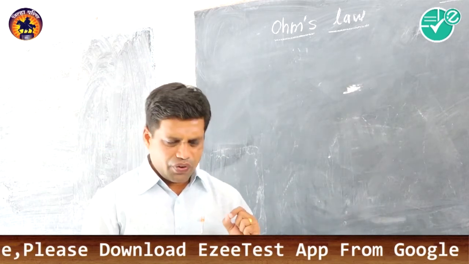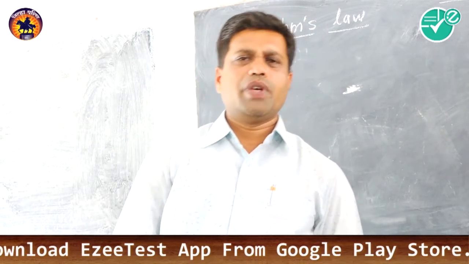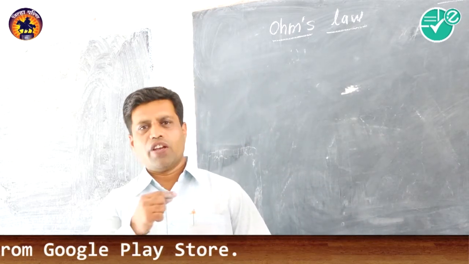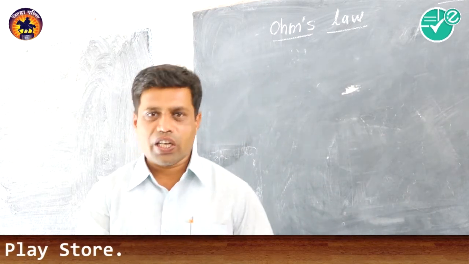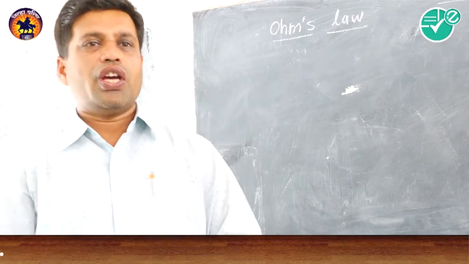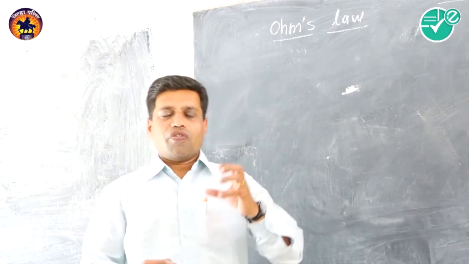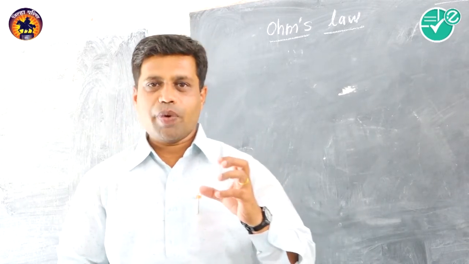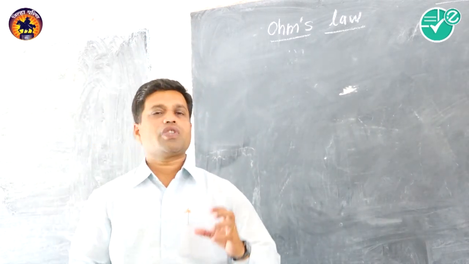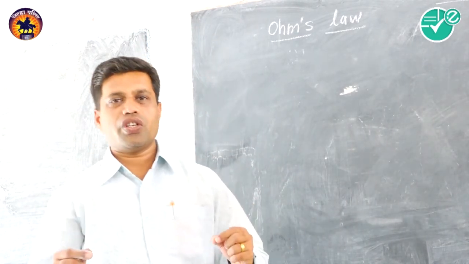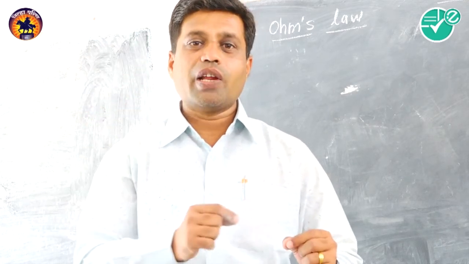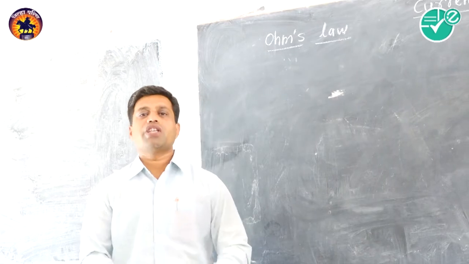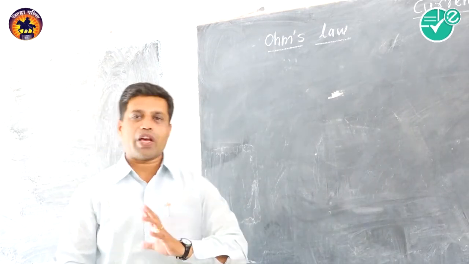If the physical state of the conductor, meaning length, area of cross section, material, and temperature, remains constant, I will once again repeat, area of cross section, length, temperature, and material remain constant, then the current flowing through the given conductor is directly proportional to the potential difference applied across it.